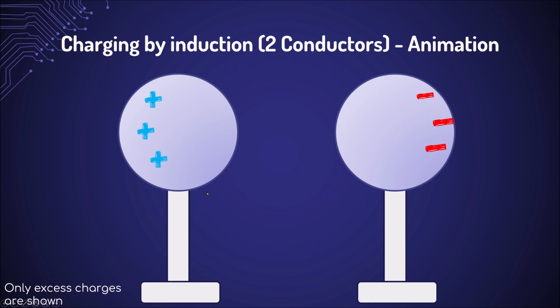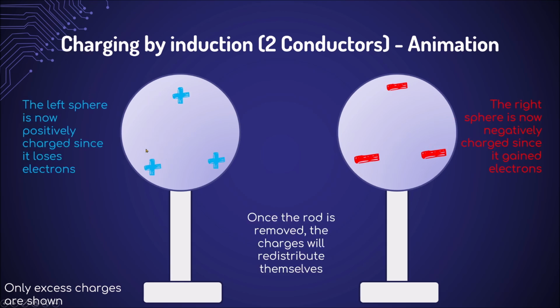So I can remove the rod, and with the removal of the rod, the electrons will redistribute themselves, and therefore we now have the left sphere being more positively charged because it has lost electrons, and the right sphere being more negatively charged because it has gained electrons. The excess charges will be gathered around the surface of the object. And that is charging by induction using two conductors.